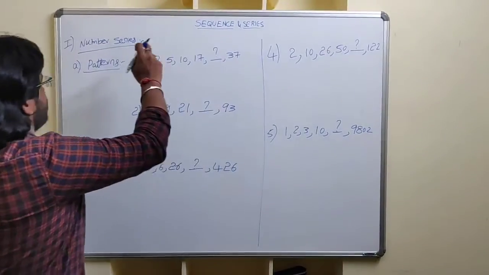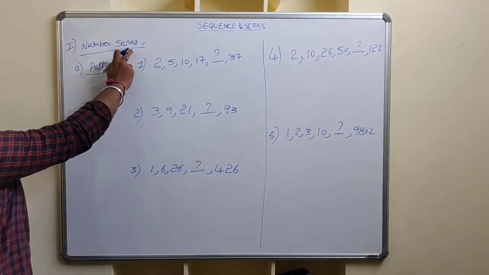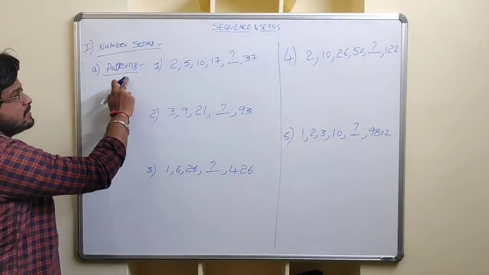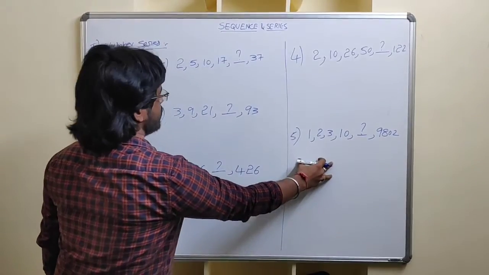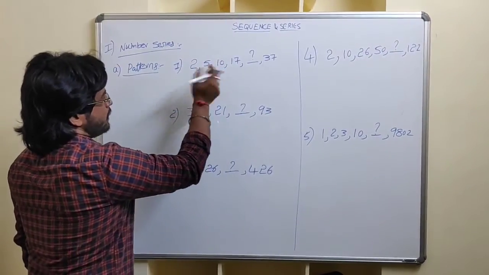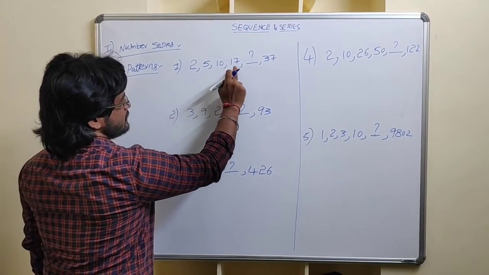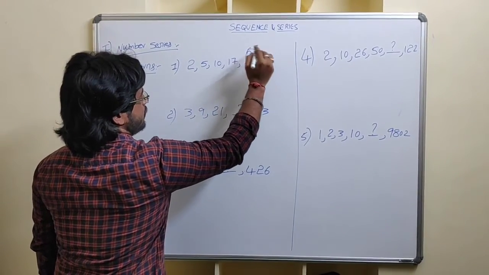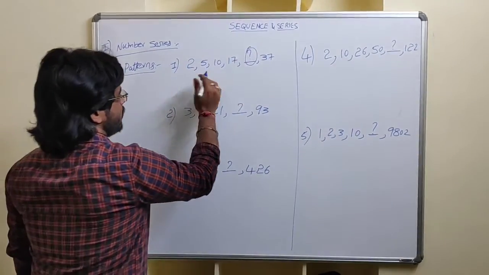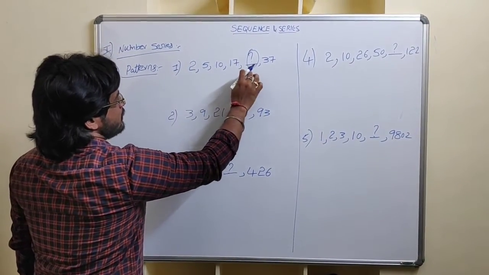Now we are discussing one of the patterns in number series. In this number series we have a sub-classification. I already discussed patterns. There are some sets of examples, so I will go one by one. First example, when you see the question 2, 5, 10, 17, you need to identify this one, and 37. So for this question you need to find out the common rule here.